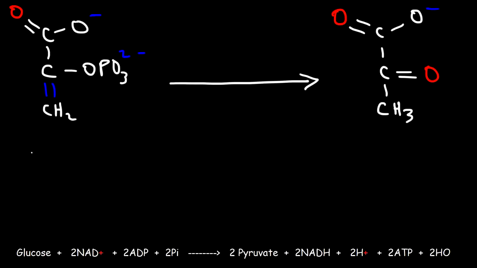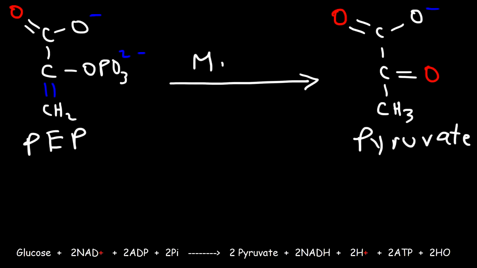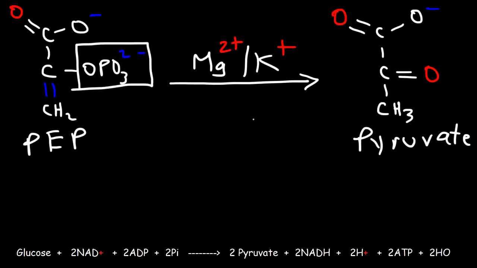Now in step 10, phosphoenolpyruvate is going to convert into pyruvate. And the cofactors that are needed for this reaction are the magnesium and the potassium ions. So what type of enzyme do we need? Notice that we're losing a phosphate group. So anytime you're dealing with a transfer of phosphate groups, you need the kinase enzyme. This one is going to be called pyruvate kinase.